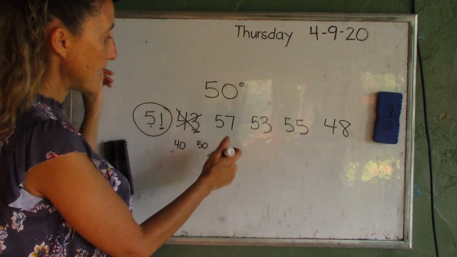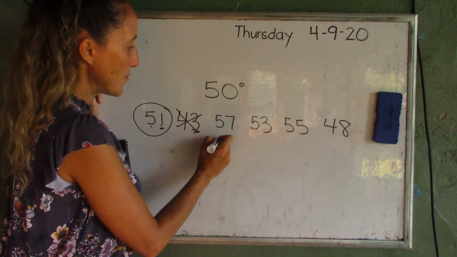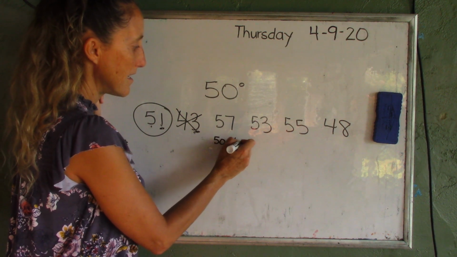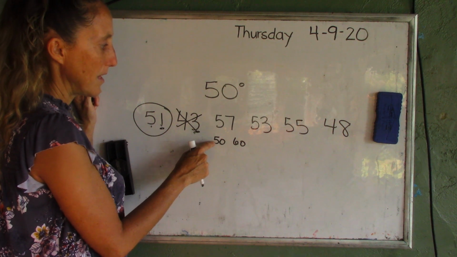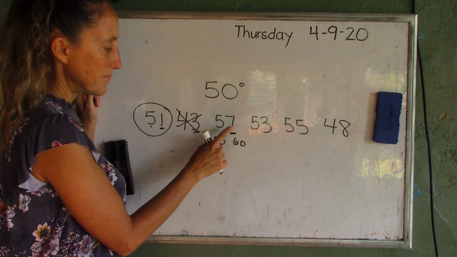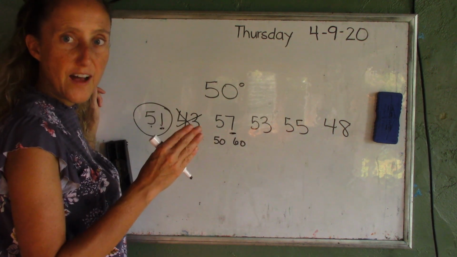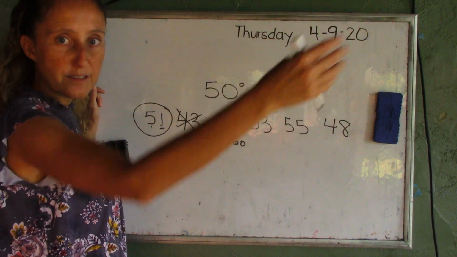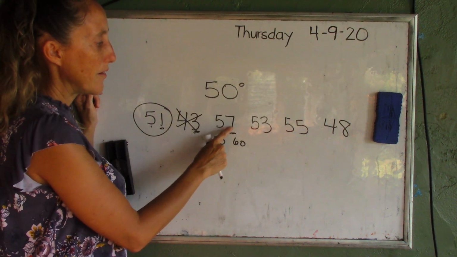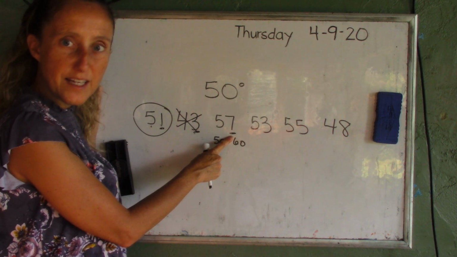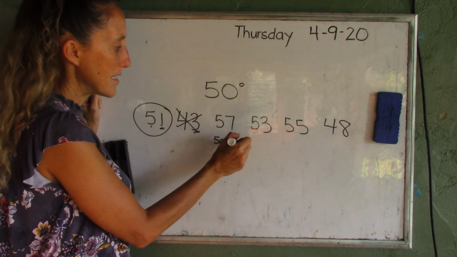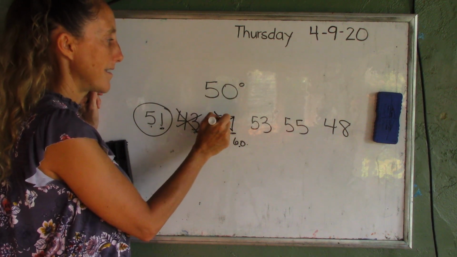Okay, let's go to 57. 57 is between 50 and 60. And does it round up to 60 or back down to 50? So we look at the second digit. If the second digit is 5 or bigger than 5, then you would round up to the next number. And is 7 bigger than or larger than 5? Yes, so you're going to round up to the 60, which makes it not, right?